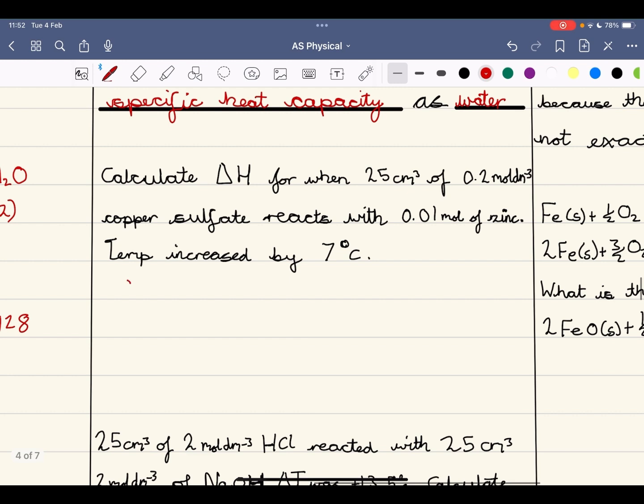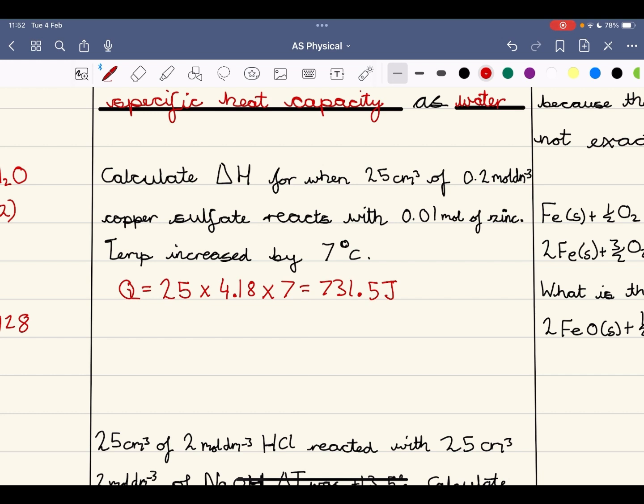So firstly we're going to work out Q. We have 25 cm³, and we can assume that it has the same density as water, which is just 1. So we can assume the mass is 25 grams, times the specific heat capacity of water, which is 4.18, times 7 for the change in temperature, and that gets us 731.5 joules.